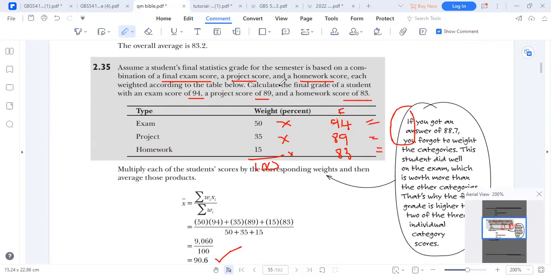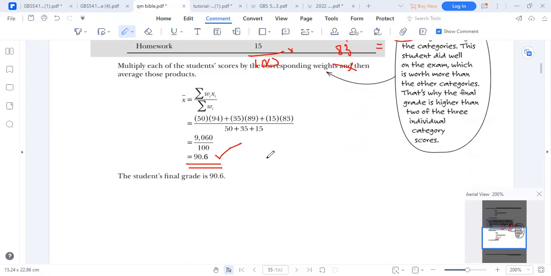Calculate the final grade of the student. All right, so here this is a final. Don't get the final results total here, no. You get the total of the weights. So I've got 100. They ask you the final weight, that's when you do the opposite. That's how I can simplify it for you.